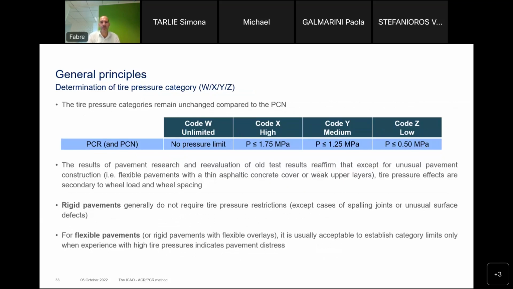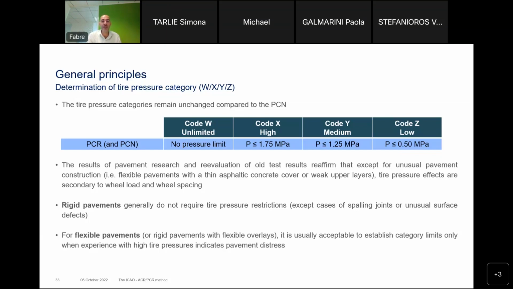Regarding the tire pressure, I already spoke about it. Since we modified those tire pressure limits some years ago, it is important to mention the result of the recent pavement research and reevaluation of the former tests we did at that time, with high tire pressure tests performed by Airbus and the French CAA, or the other tire pressure tests performed at the FAA Technical Center in Atlantic City. The new research reaffirms that, except for unusual pavement construction, for instance flexible pavement with a thin asphaltic concrete cover or weak upper layers, the tire pressure effects are secondary to wheel load and wheel spacing.